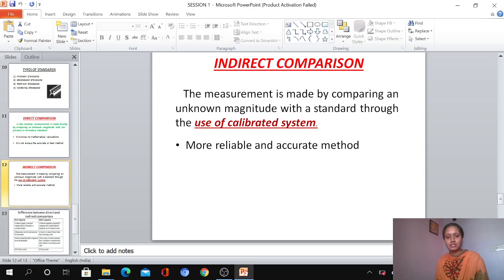A simple example, if we use a calibrated system: for example, we need to measure the density of a gas or a fluid. It may be gas or liquid. What is density? Density is given by the ratio of mass per volume. If we already know the mass of the fluid, and if we measure the dimensions, that is length, width and height, for the volume, then density is the mass per volume. When we apply those parameters, we get the density result. So here we need to use some mathematical calculations also. So this is about indirect comparison, and it is more accurate and reliable.